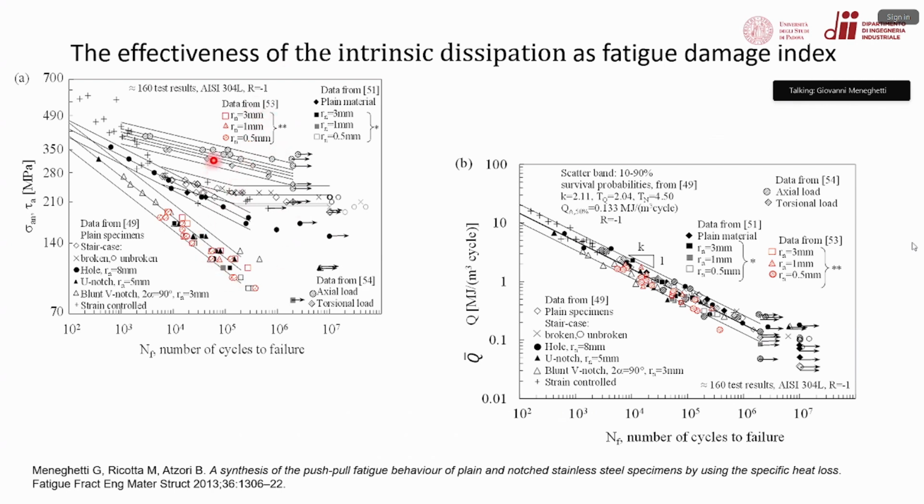And of course, you can see that there is a large scatter of fatigue test results owing to the well-known notch effects in fatigue. So notched specimens have lower fatigue strength than plain specimens, as we all know. This is true if we report the results in terms of nominal stress amplitudes, but if we report the results in terms of intrinsic dissipation versus the number of cycles to failure, you can see that all experimental data nicely collapse into a single scatter band. So this is the advantage of using the intrinsic dissipation approach.